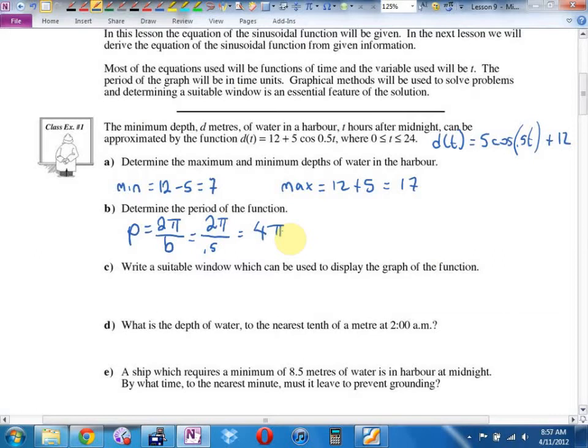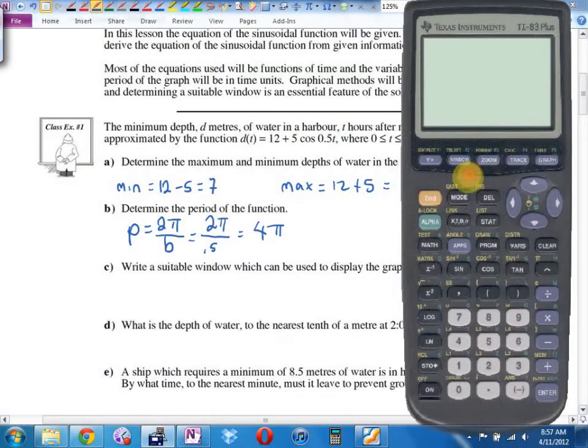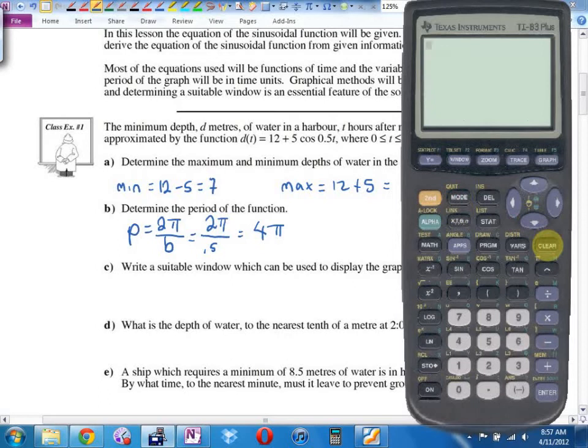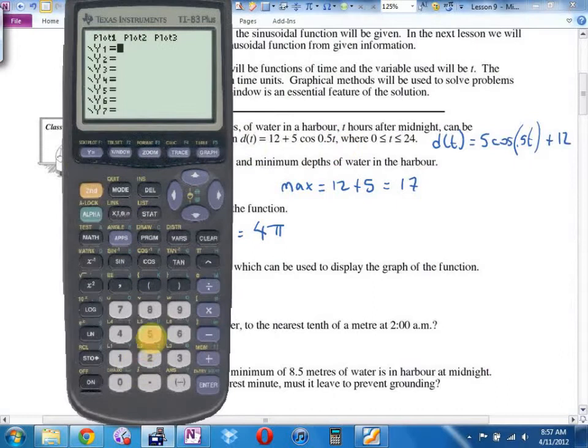Let's go to our graphing calculators and let's graph this. Make sure we're in radians. Clear whatever equations you have here. I guess D will be the Y variable. Instead of a T, I'll put an X. And I'm going to go 5 cos 0.5 X plus 12. I'm not going to hit graph just yet.